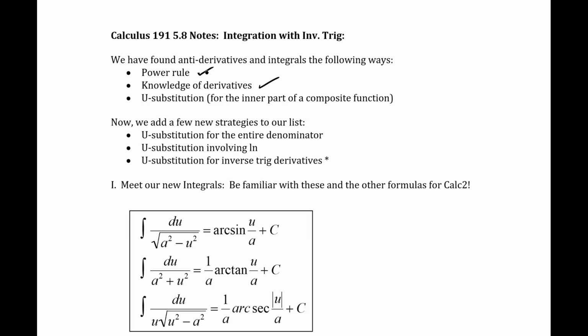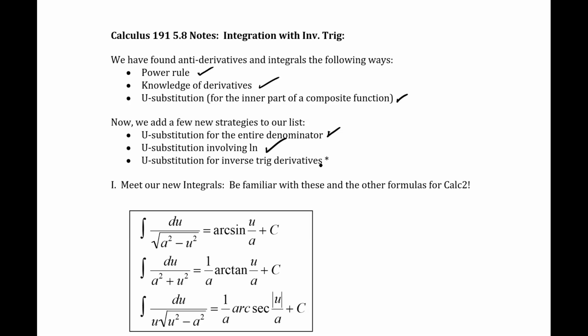If you can't apply a power rule, or if your integrand does not look like a derivative that you've seen before, then maybe consider the possibility that your integrand is a composite function, and maybe you can do a u sub for the inner part of the composite function. Or as we saw back in section 5.7, it's possible that sometimes you would do a u substitution for the entire denominator, or it's possible that you would do a u sub for the terms involving natural log. If all of those things don't work out for you, or if they're not available to you, then the only other thing to consider is really a u sub for an inverse trig derivative.